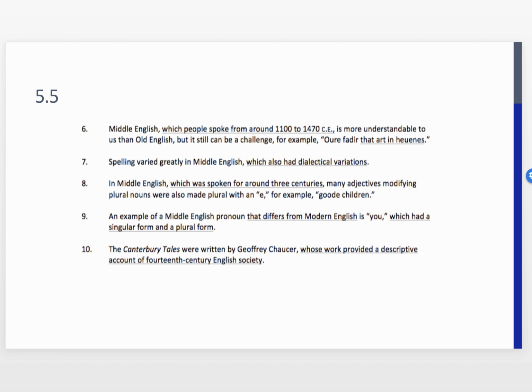7, spelling varied greatly in Middle English, comma, which also had dialectical variations. So notice, this is just like, oh yeah, there's more information here, right? It's adding more. It's not essential because it's simply adding more. Add the comma. The same is true with number 8. Again, there is only one Middle English. We are just giving more information about this one thing. It is not essential to identify the thing. So there must be commas.